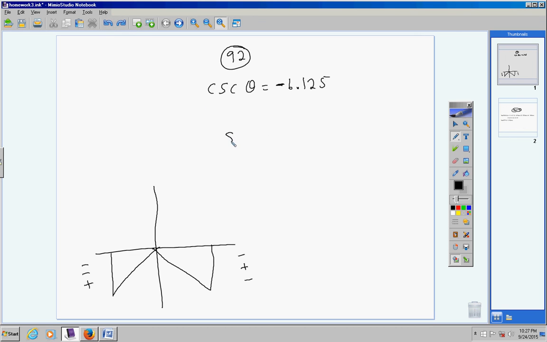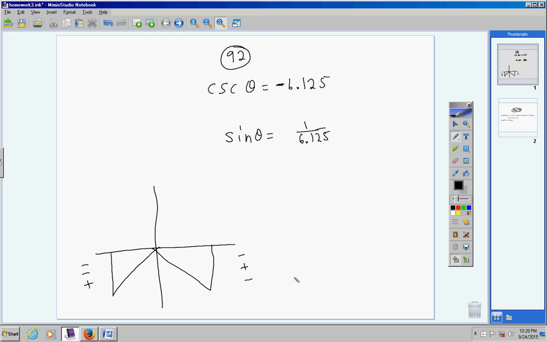I'm going to say sine equals 1 over cosecant, correct? Isn't that correct? Sure it is. Now, what is cosecant of theta equal? This right here. So I'm going to go ahead and put that in place of cosecant theta. And again, I'm not worried about the negative sign. I don't care about the negative sign.